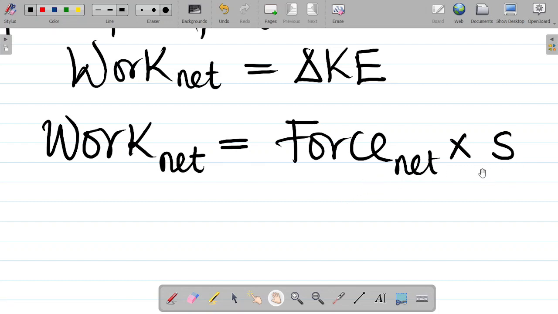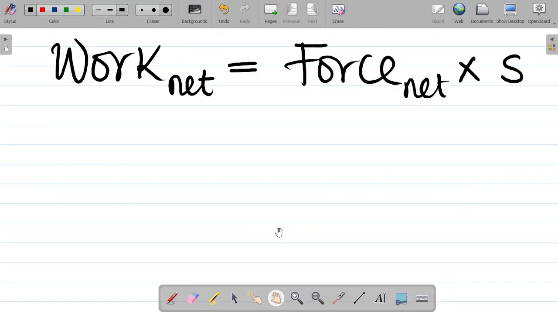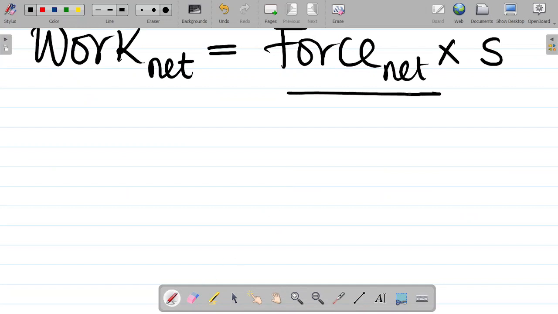Do we have a distance in the question? Yes, we're given 4.8. But what's the net force? That becomes the question. How do we get the net force? Let's get force net, or the total force, or the net force. They all mean the same thing, okay?